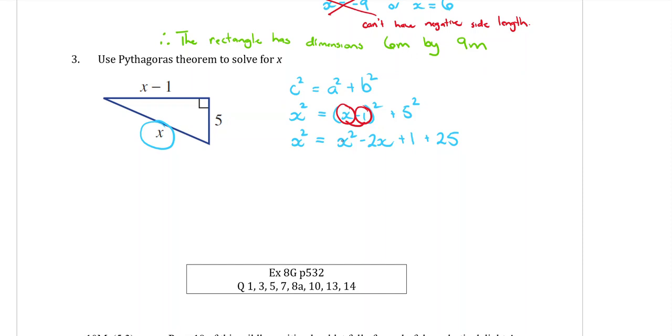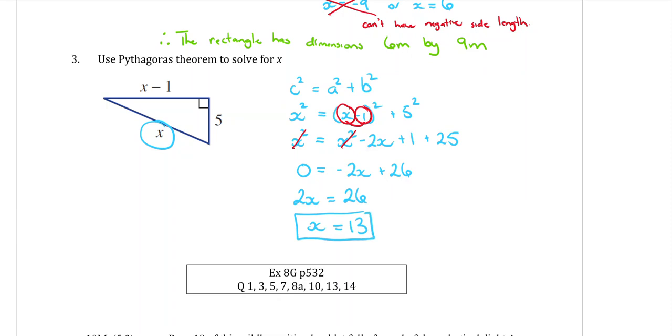Now, the x squareds, if I were to move the x squared on the left over to the right, I would have x squared minus x squared, and they would cancel out. So 0 is all that remains on the left-hand side. I have minus 2x, and 1 plus 25 makes 26. Because the x squareds are gone, this is no longer a quadratic, and I can just solve this using normal linear equations methods, which is to get the x by itself. So I'm going to move the negative 2x over to the other side to make it positive. 2x equals 26. Then divide by 2, which means x will equal 13.